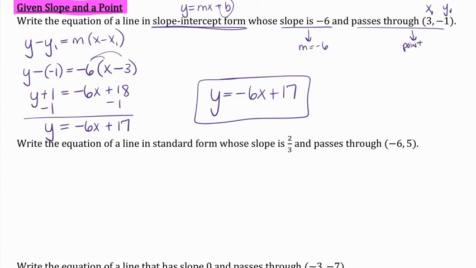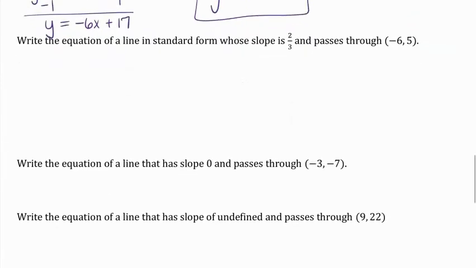Okay, so even though it says I want slope-intercept form, I had to start with point slope form because of the information I was given. Okay, all right, next problem. Write the equation of a line in standard form this time. And you know what? I'm going to change that. Let's make it slope-intercept. Let's just practice that again.